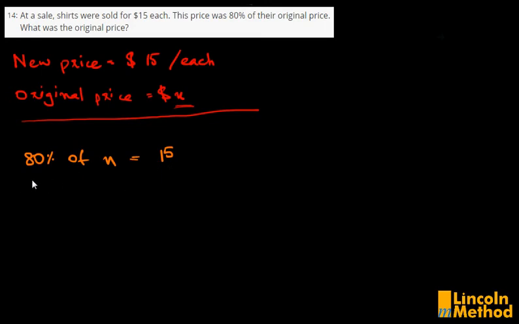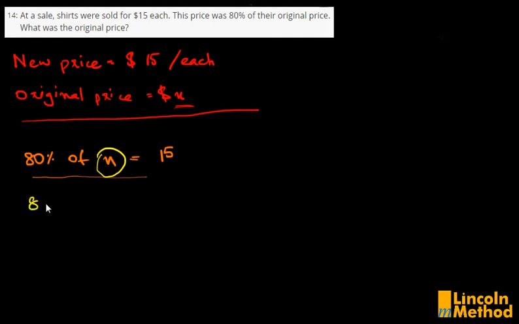Now hopefully this makes a lot more sense to you. And now we do know what we really have to do. We need to solve for X. We need to find out the value of X. So 80% of X equals 15.